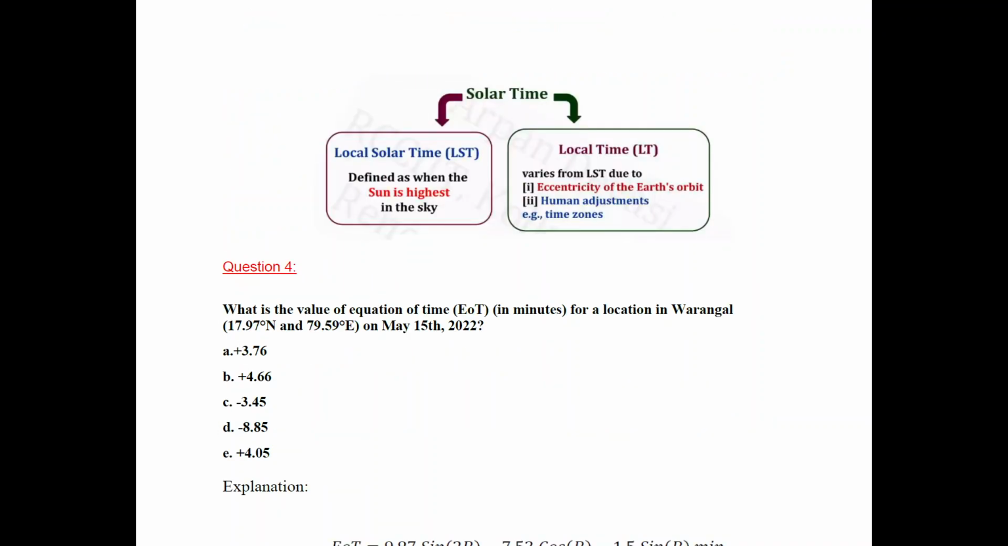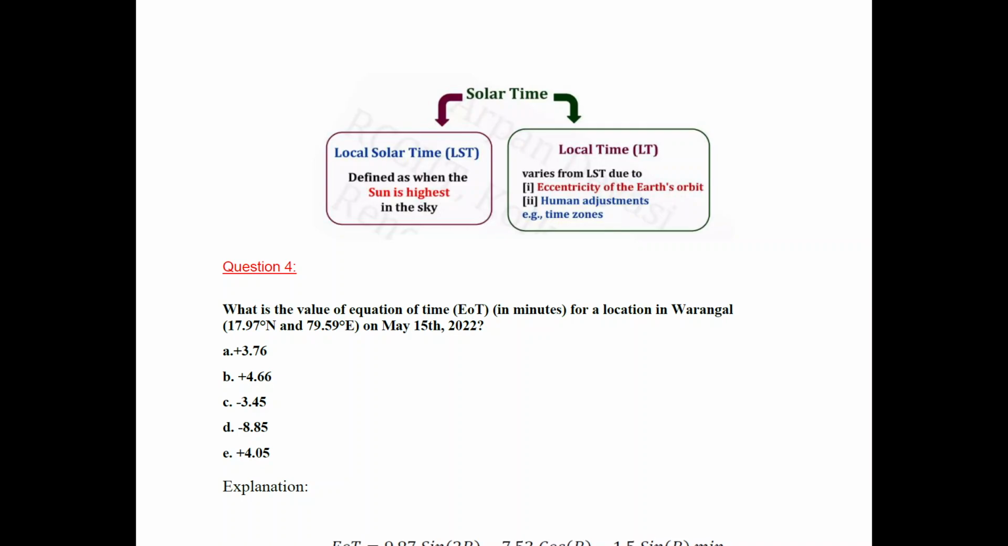So solar time can be divided into two parts. One is the local solar time, the other is the local time. The local solar time is defined when the sun is highest in the sky, that is, when it is farthest, okay? And the local time varies from the local solar time because of the eccentricity of the Earth's orbit and because of human adjustments.